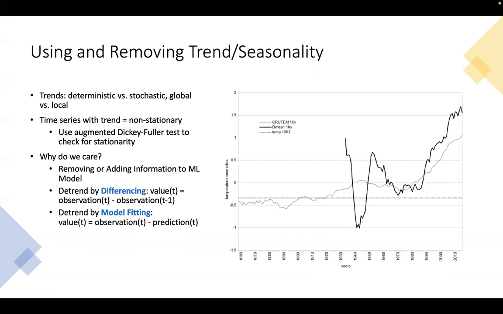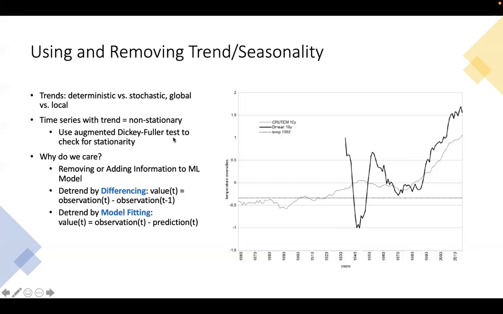And by doing this, you will get a graph that has much, much less trend and is much, much more stationary than the original graph. The second technique is called model fitting, which means that you are fitting a model on the data, and then you are subtracting the prediction from the original value, instead of the previous value. So that will also help you detrending your data.